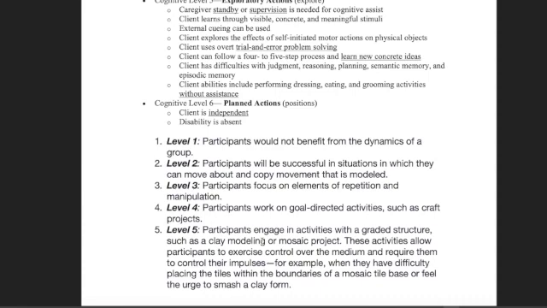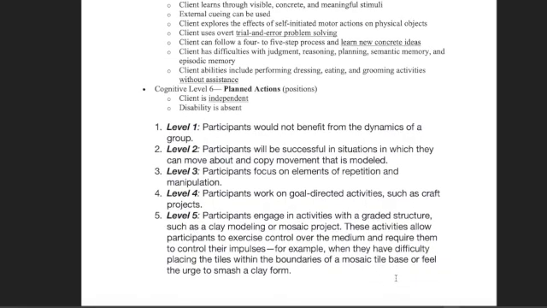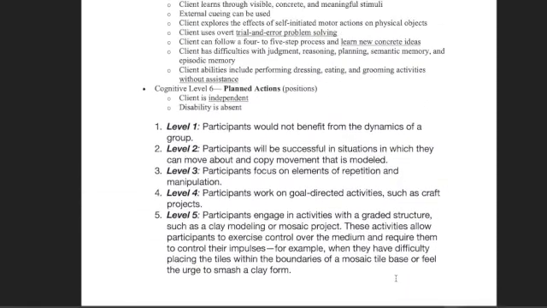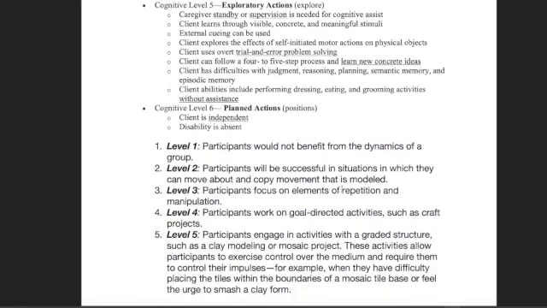An example of this is if they're having difficulty placing the tiles for a mosaic project within the boundaries that they're supposed to, they'll feel an urge to like smash it or destroy it, but they have to control the impulse if they want to get the final product. So those are just some examples of what these would look like for group activities.